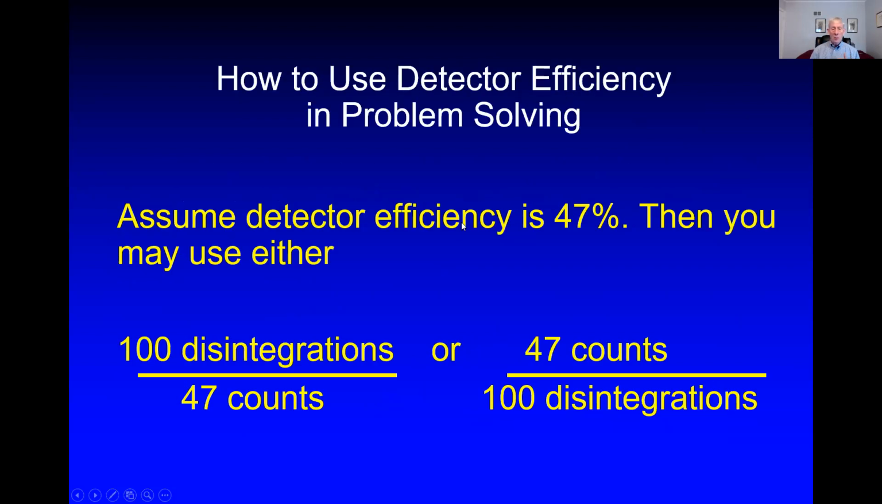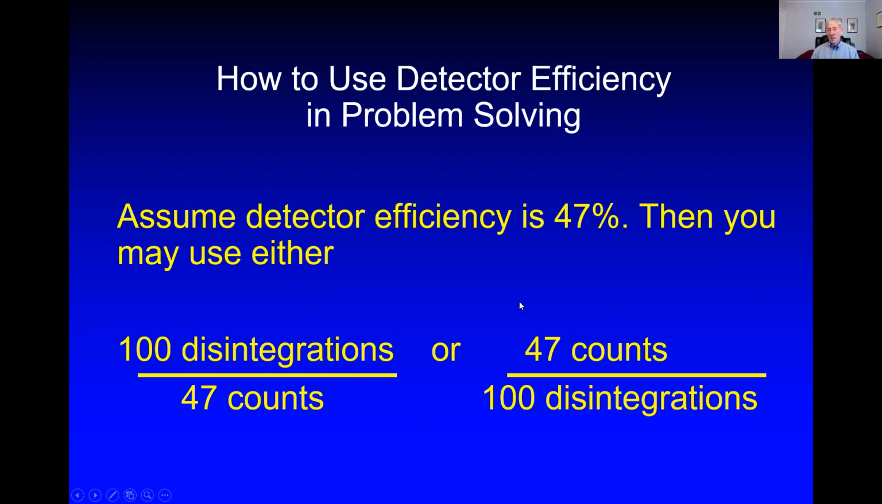Now, when we work problems with detector efficiency, you can use this efficiency in a problem in either of these two ways. Let's say it's 47%, what does that mean? From 100 disintegrations, you're only going to detect 47 counts. Or if you flip it this way, you only get 47 counts from 100 disintegrations.